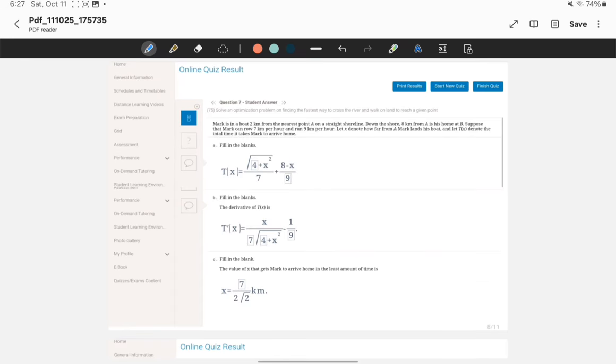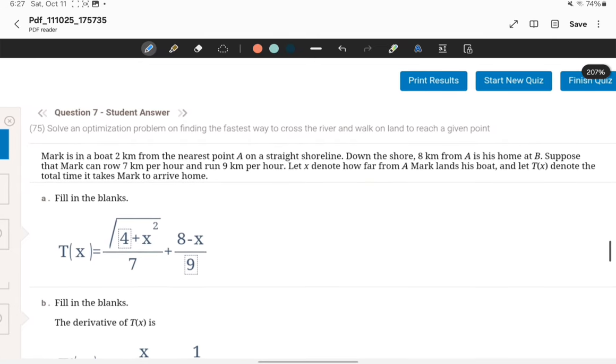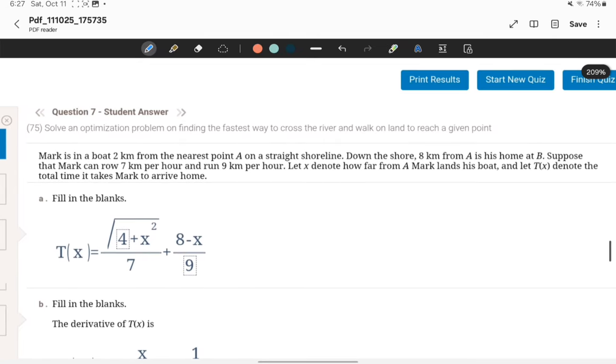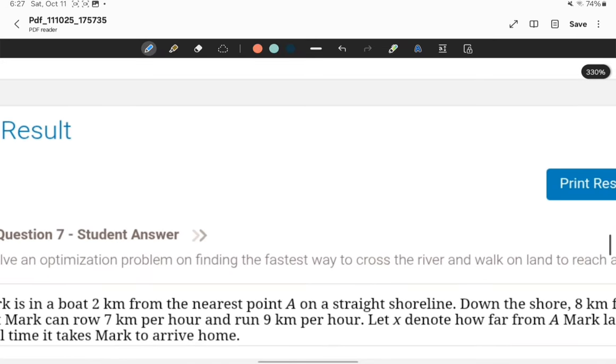Okay, number 7. Mark is in a boat 2 kilometers from the nearest point A on a straight shoreline. Down the shore, 8 kilometers from A is his home at B. Suppose that Mark can row at 7 kilometers per hour and run at 9. Let X denote how far from A Mark lands his boat, and let T of X denote the total time. Okay, it helps a lot if you draw this out to visualize it, okay?